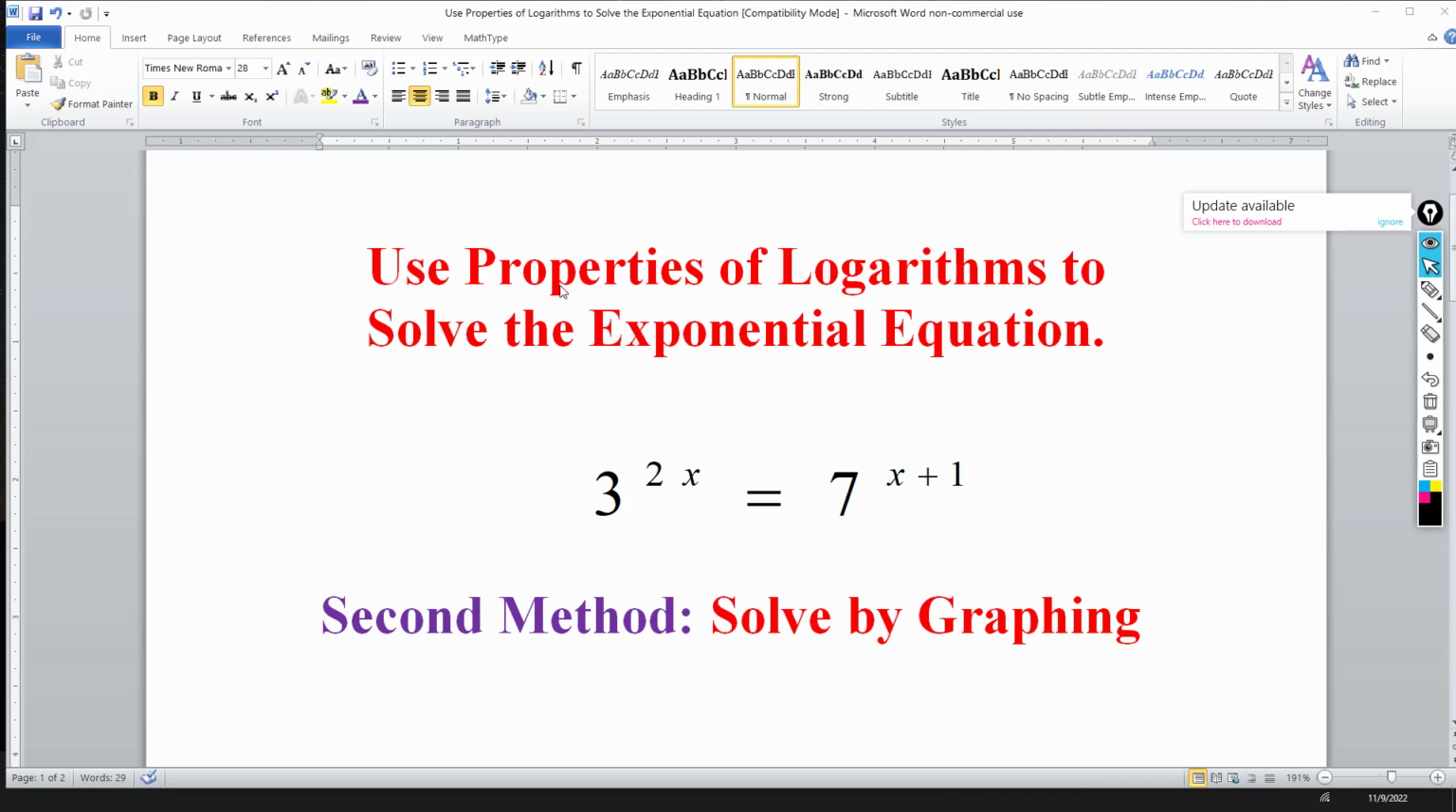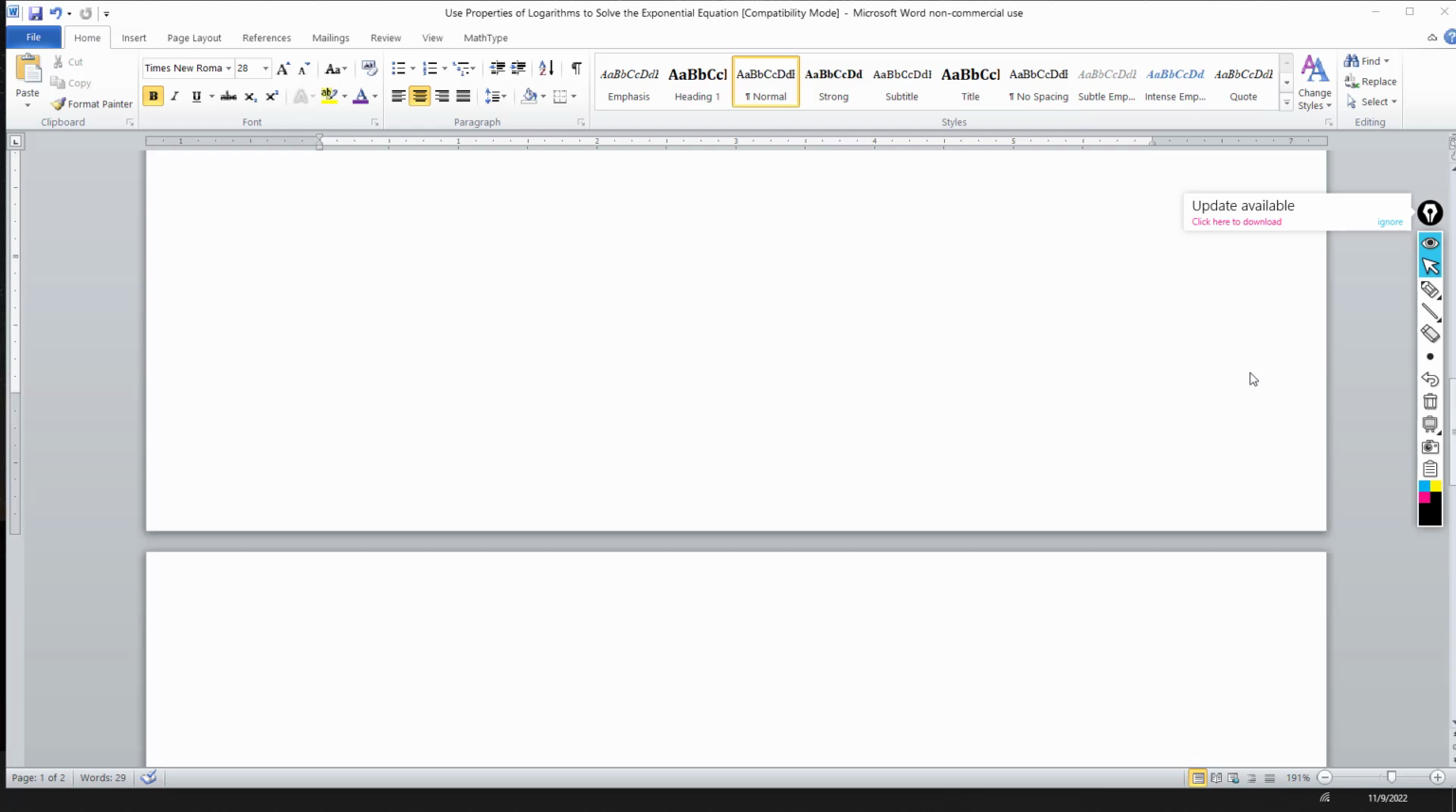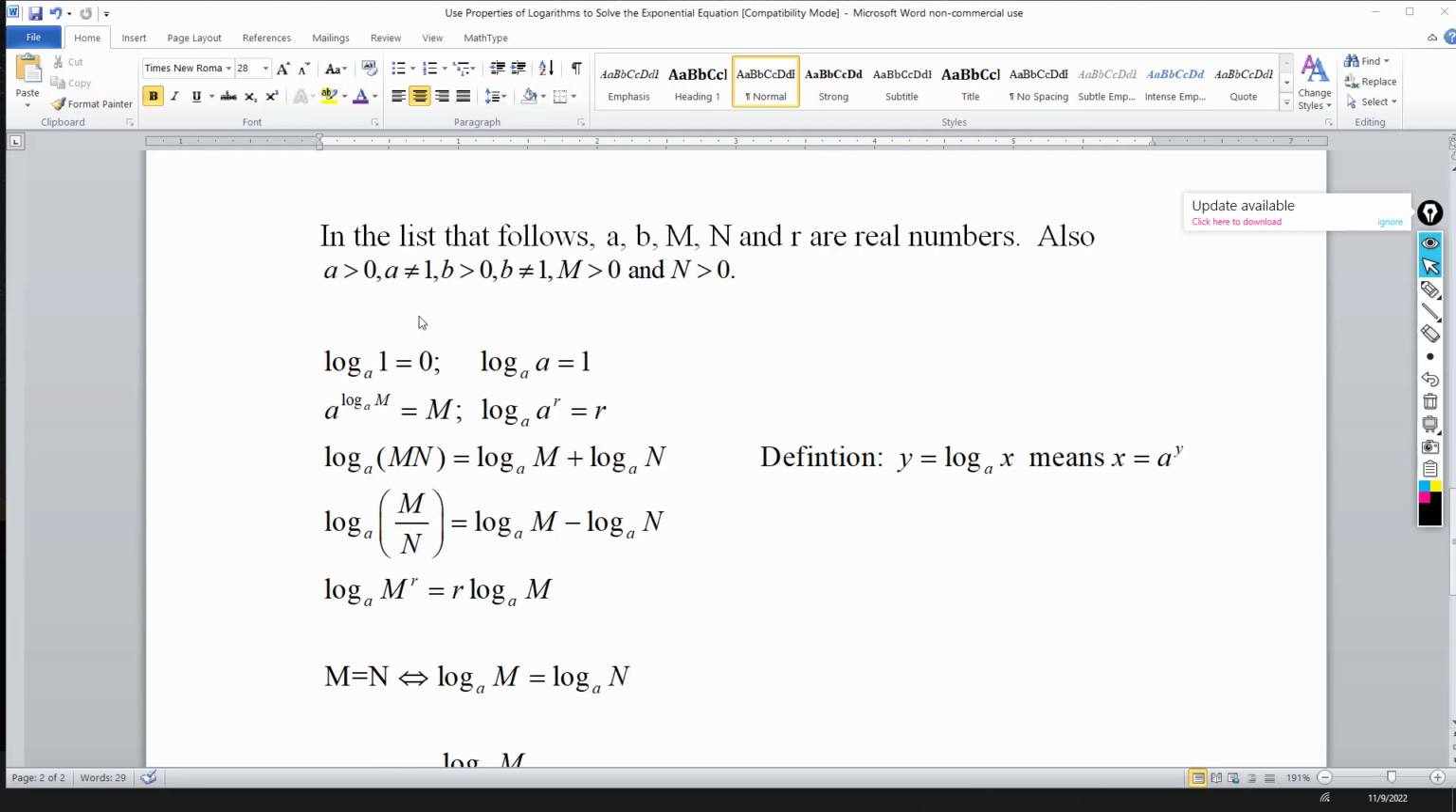In this video, we're going to use properties of logarithms to solve this exponential equation. We'll also solve it by graphing, using a graphing calculator. Now let's look at some of the main properties of logs. I used these in another video.